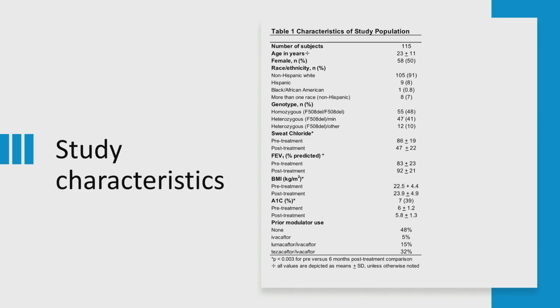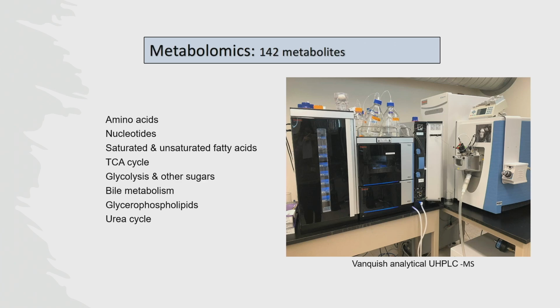Here's a little bit about the study. So we had a cohort of 115 patients, pre-ETI, 6 months and 18 months. Generally, they were a young population. They were mostly all non-Hispanic whites. Their FEV1 was pretty well preserved at baseline, so 83% on average. Sweat chloride came down significantly. BMI went up significantly. So overall, a relatively healthy cohort. We were able to look at 142 metabolites, and this is actually the machine where we did the work doing HPLC mass spectrometry and looking at metabolites across 8 classes that are listed there.